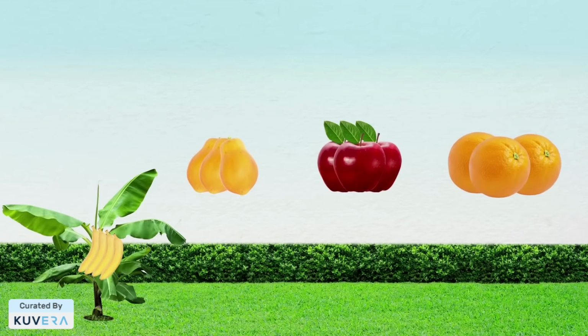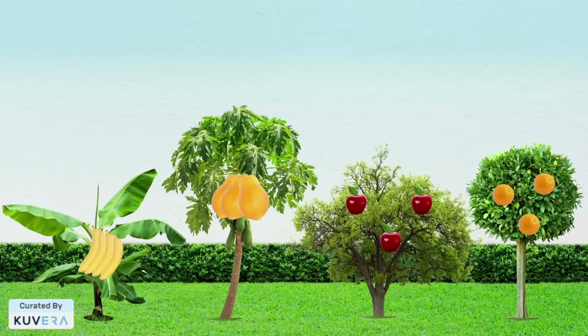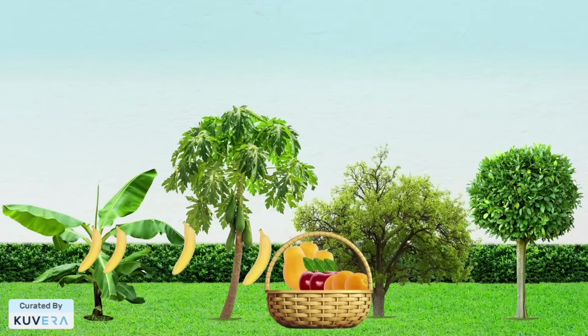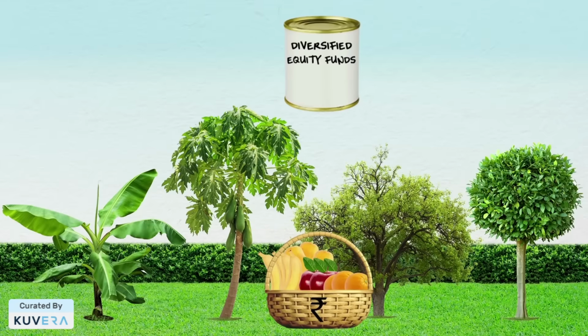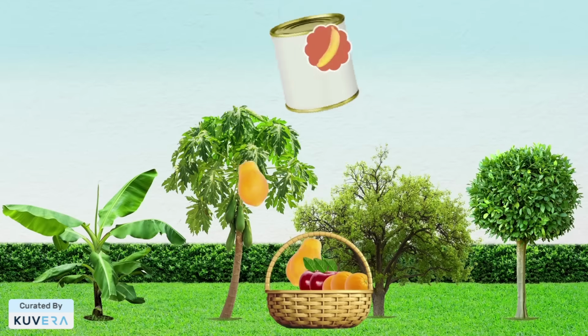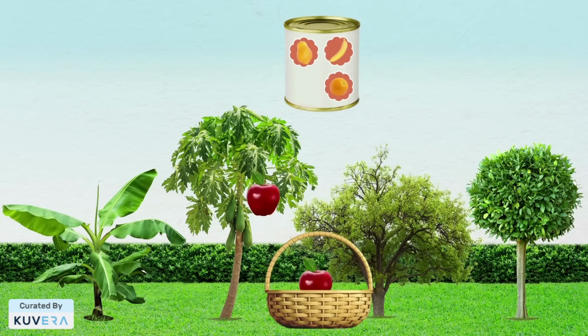Let's say you're free to pick a diverse range of different fruits from different trees of different qualities from a garden at the price of a regular fruit basket. That's the main basis of mutual funds, diversification at relatively low cost. To further this principle, a diversified equity fund spreads its portfolio across a mixed basket of stocks.